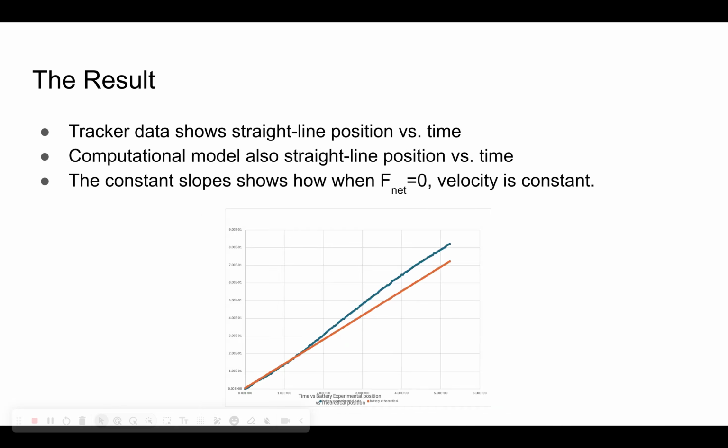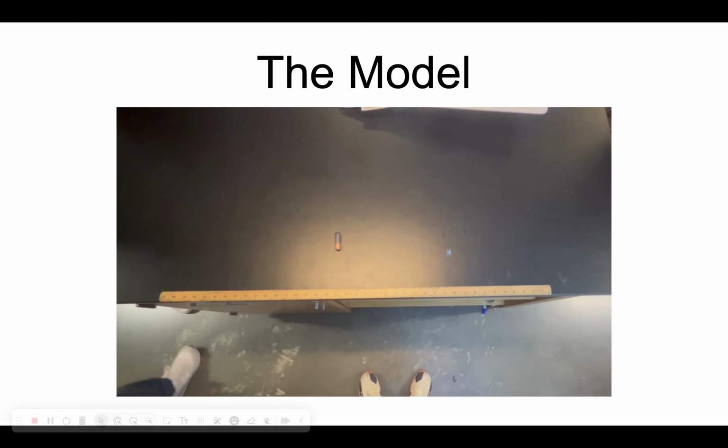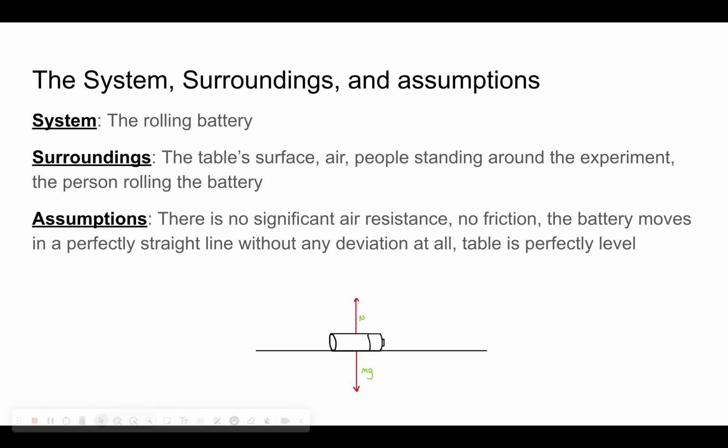Our main finding was that the position versus time data from the tracker produced a straight line, and when I modeled the motion in GlowScript, when we assumed that the net force was zero, the two matched pretty closely, and that confirmed our assumption that the object was moving at a constant velocity. So this is our model.